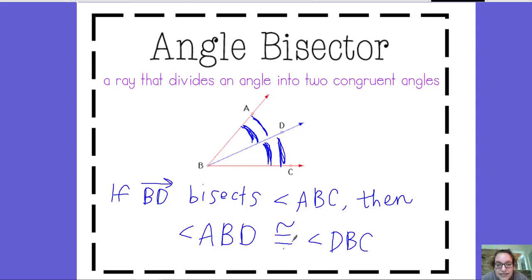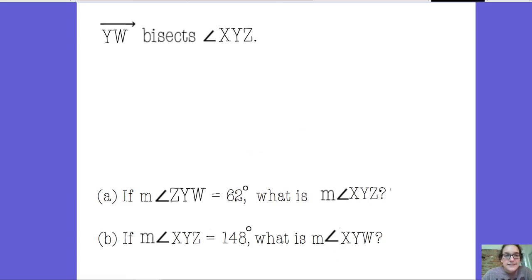Notice these angles are congruent, not equal. So when they're congruent, we don't put the measure symbol, we just write the angle. We could also say the measure of angle ABD is going to be equal to the measure of angle DBC. So if your angles are congruent, you don't put the measure. If your angles are equal, you do put the measure. Okay, go ahead and copy this into your notebook.